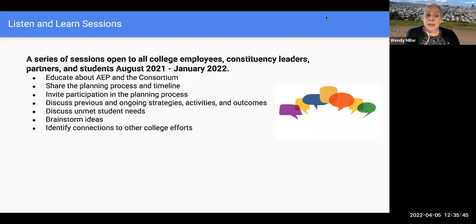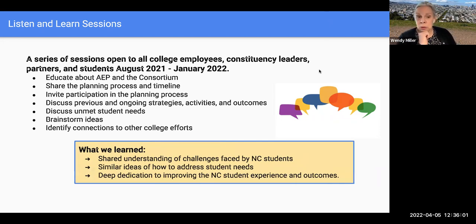We talked again about unmet student needs. We brainstormed ideas, and we identified connections with those ideas and the needs to other efforts that were happening at the college. And next, please, the animation, please. So this is what we learned. There was a deep shared understanding of the challenges that our non-credit students face. And across all these different conversations, there were very similar ideas about how we could address those needs.